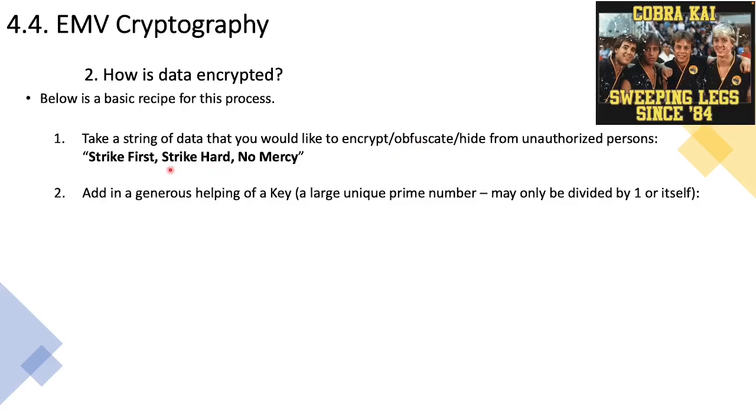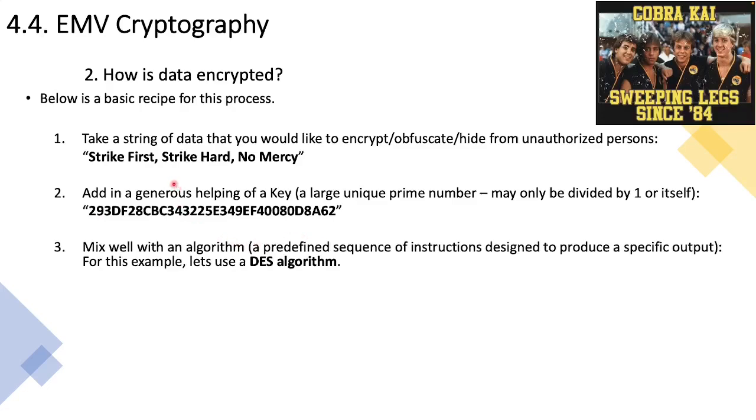What I need to do next is use a key that's going to assist me in scrambling this data. And what is a key? A key is a very large, unique prime number. A prime number is a number that may be only divided by 1 or itself. In the previous slide, we also said that a key is a string of data made up of numbers and letters. So in our case, our key is going to look something like this.